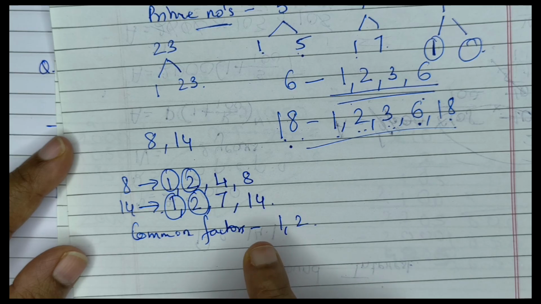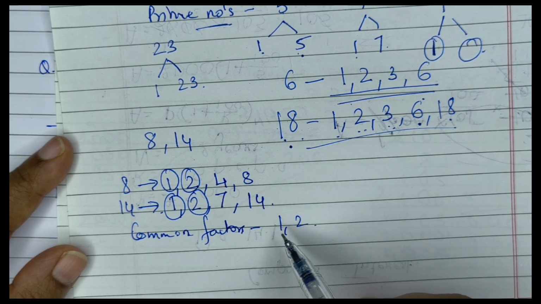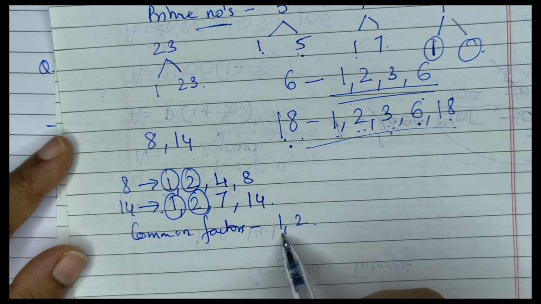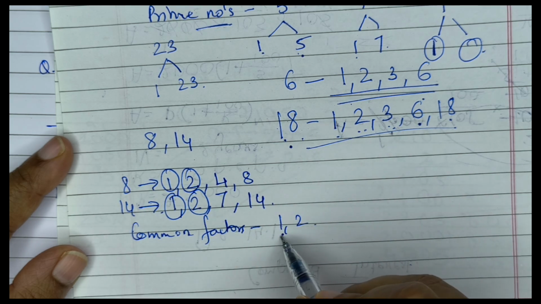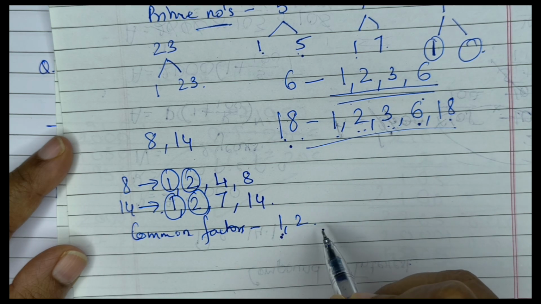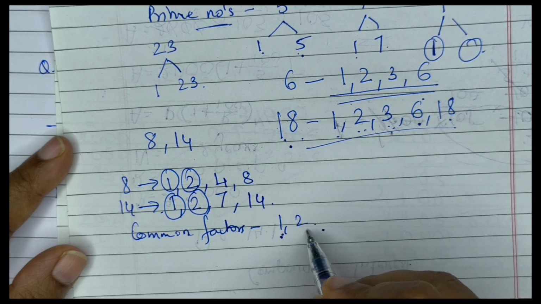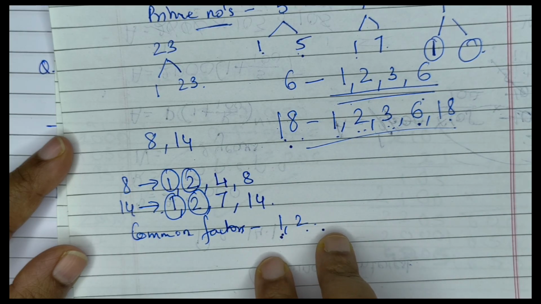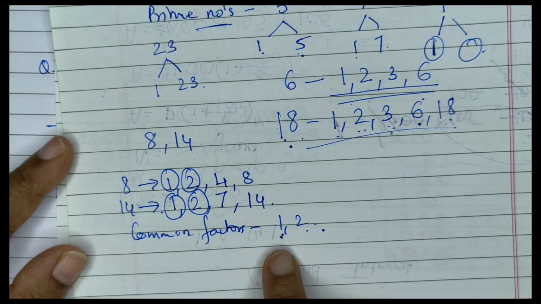So numbers are coprime when you get only 1 as the common factor. When only 1 is a common factor, then they are coprime numbers. Now we didn't get only 1, we have got 2 also. Okay, we have got 2 numbers over here, 1 and 2. 2 numbers are the common factors here. That means they are not coprime numbers.